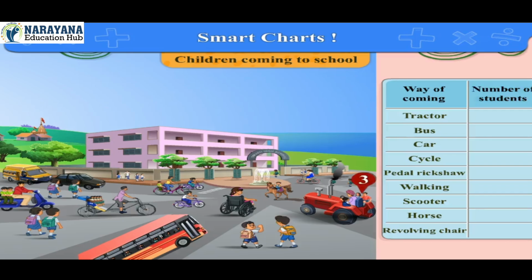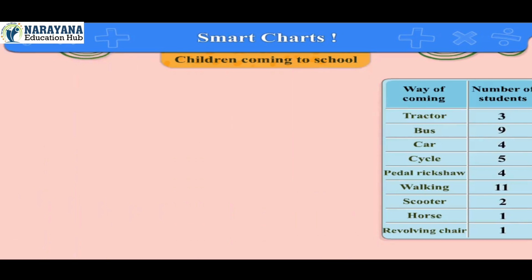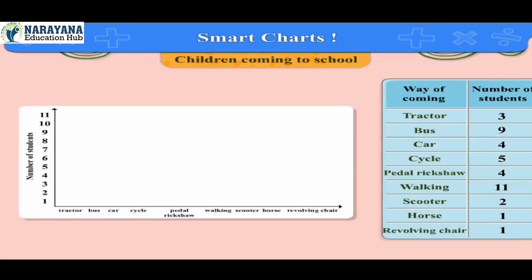3 students come to school by a tractor. So, we will write tractor in the column way of coming. We will write 3 against tractor in the column number of students. In the same manner, we will complete the table. Now, we will complete the chart.